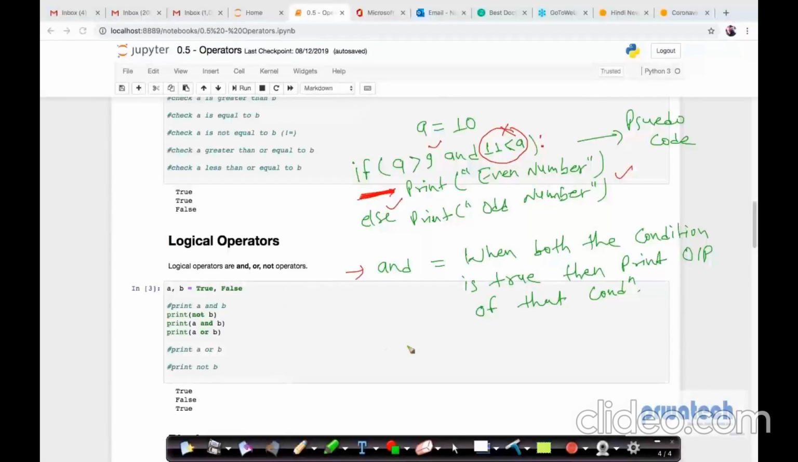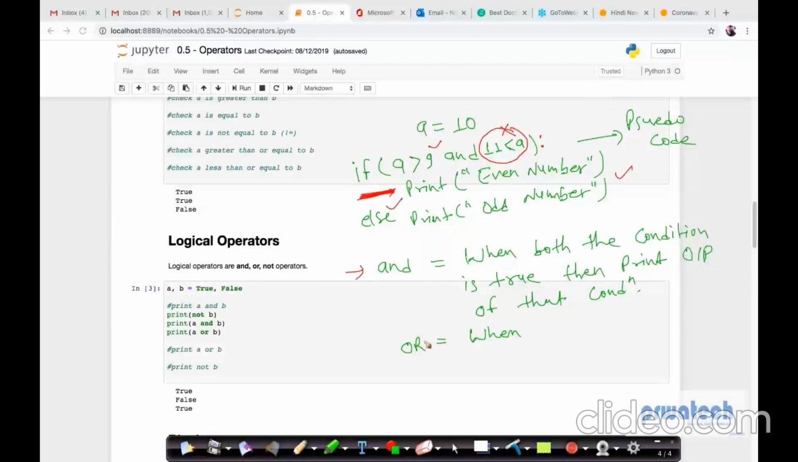Now the OR operator is different than this. When any one condition is true, I'm not saying the first one has to be true. In AND, what happens if the first is false? It does not even check the second. It returns from there itself. It will not go and check the second, because if any condition has failed, it's failed ultimately.